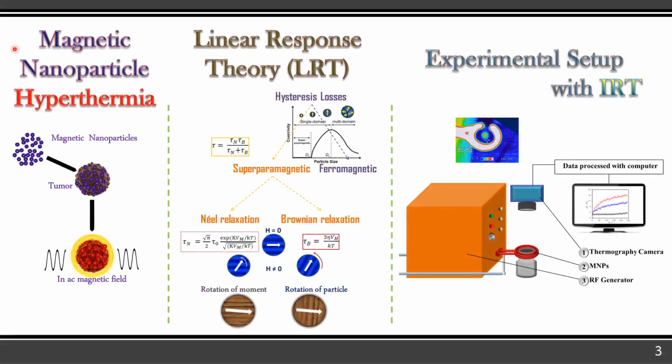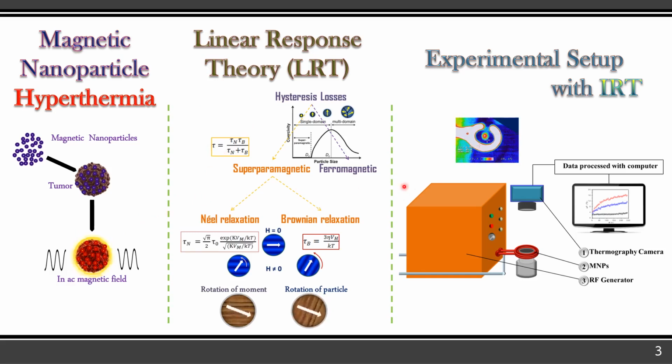Magnetic nanoparticle hyperthermia is a cancer treatment technique that utilizes the power dissipated by the magnetic nanoparticles exposed to an alternating magnetic field. The power dissipation is a consequence of the relaxation mechanisms such as Neel and Brownian relaxation governed by the linear response theory. A temperature rise of up to 10 Kelvin from the human body temperature is requisite for killing the tumor cells.